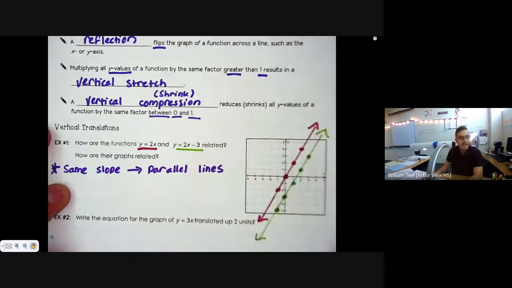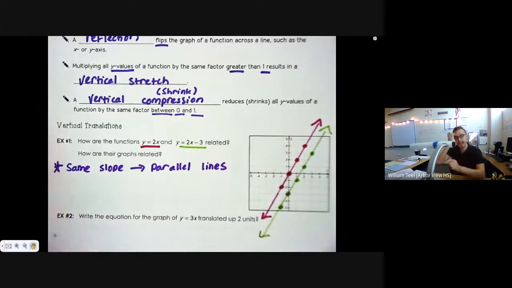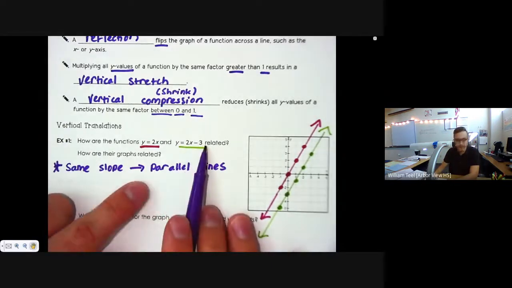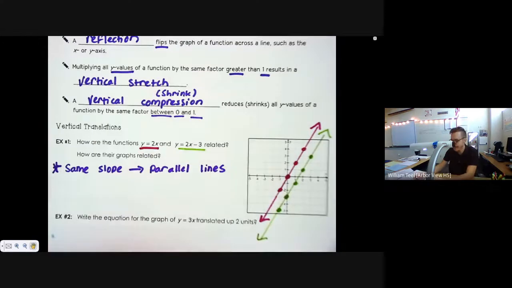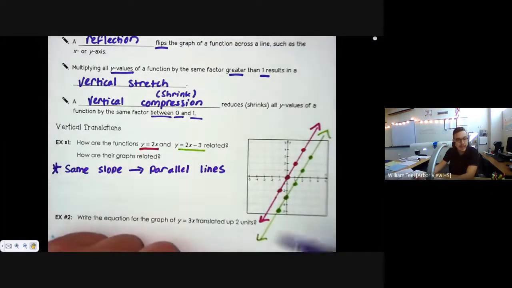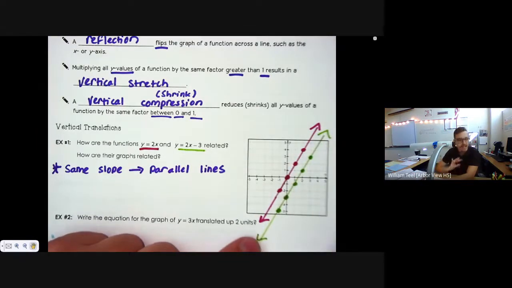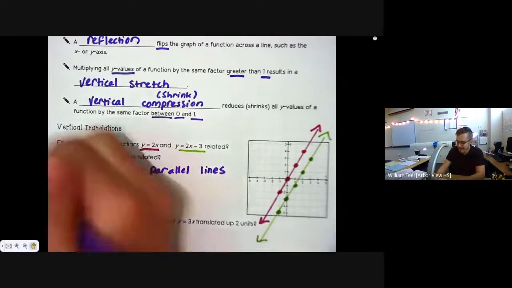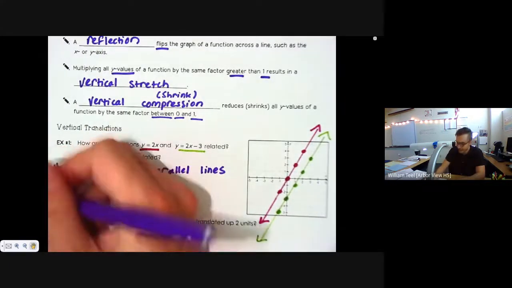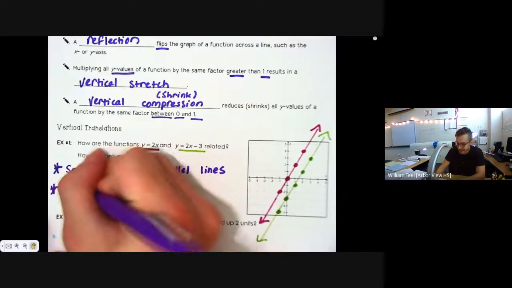Okay, now we're going to talk about how these graphs are different. So if we take a look at y equals 2x minus 3 in comparison to y equals 2x, I notice that this graph is lower than the top graph, y equals 2x. These are the exact same lines, but all I have done is move it down 3 units. That is the only change that I have made to this graph. So what I'm going to say over here is that we have different y-intercepts.